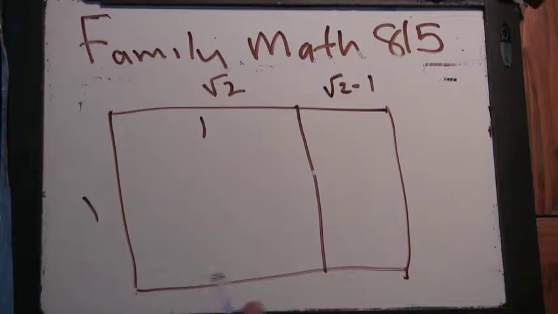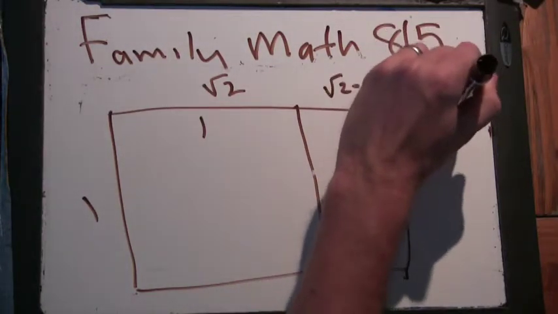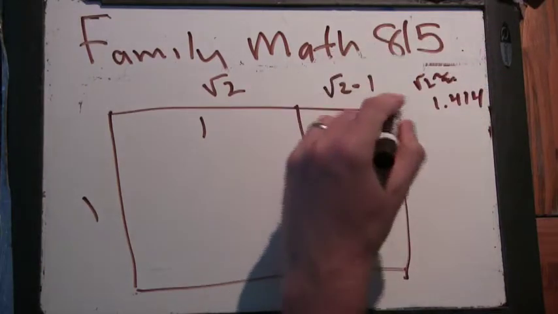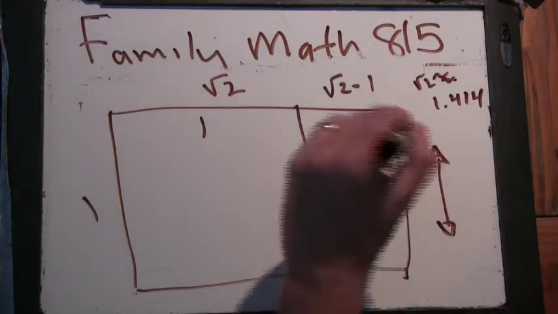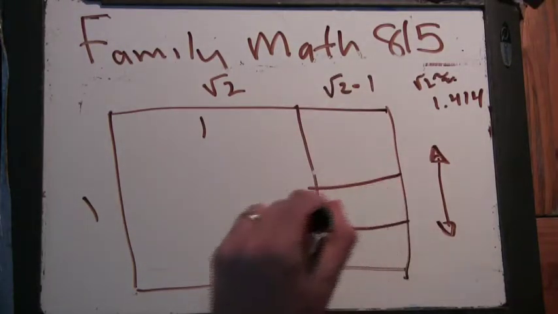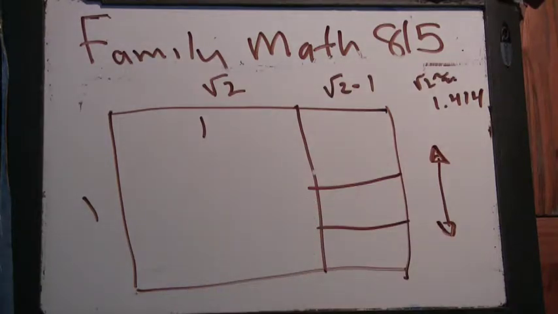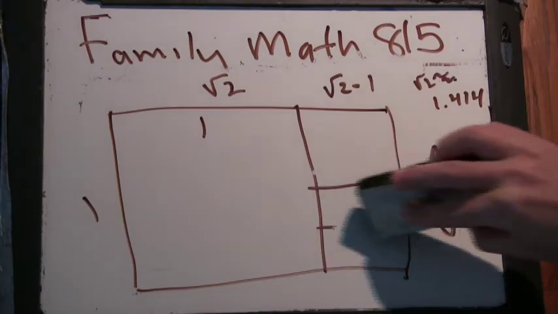Okay. Now √2 is approximately 1.414. So this is about 0.4, and this length up and down here is 1. So how many of these √2 minus 1 squares are we going to have? So two can fit. We only need 1 for the proof. Ah, we only need 1 for the proof, you're saying.